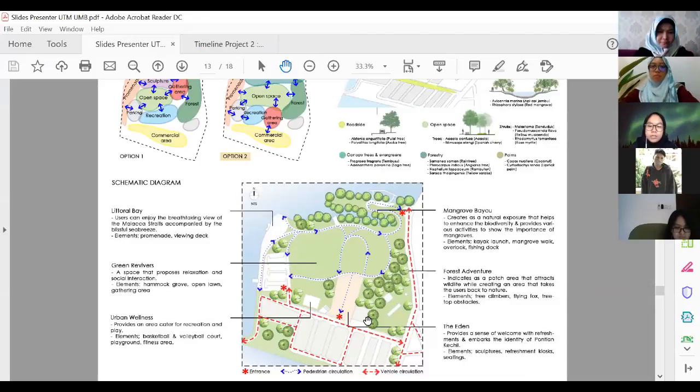Next to it is the forest adventure, where a forest indicates a patch that attracts wildlife and also creates an area to take the users back to the feel of nature. So I propose to have tree climbers, tree top obstacles and flying fox. And finally is the mangrove bayou, which creates a natural exposure that helps to enhance the biodiversity and provides various activities to show the importance of mangroves, which includes the kayak launch, a mangrove walk, and a fishing dock.